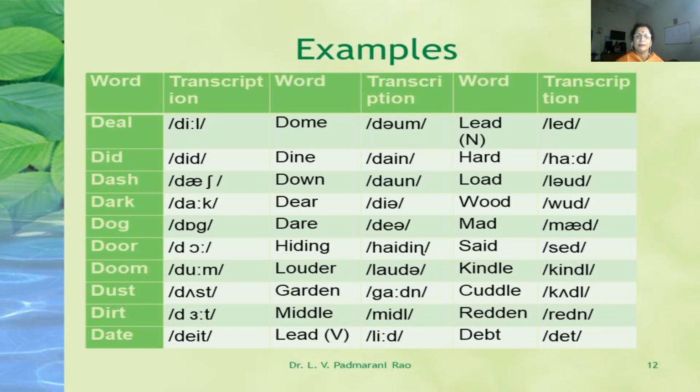Middle, middle. It is not middle, but it is middle. Immediately after d, the l sound is there because l functions as a syllabic consonant. I hope you remember the concept of syllabic consonant. The same rule applies for garden. N also is a syllabic consonant. Middle, l also is a syllabic consonant.